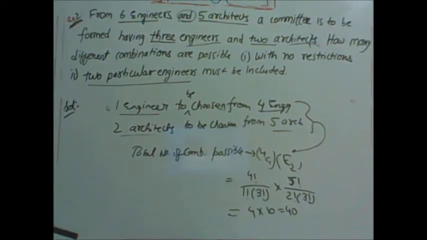So 4C1 into 5C2. 4C1 we have 4 factorial divided by 1 factorial into 4 minus 1, which is 3 factorial, into 5 factorial divided by, 5C2 means 2 factorial into 5 minus 2, which is 3 factorial, which equals 4 factorial by 3 factorial, which is nothing but 4, into 5C2 we have discussed, 10. So the total number of combinations possible is 40.